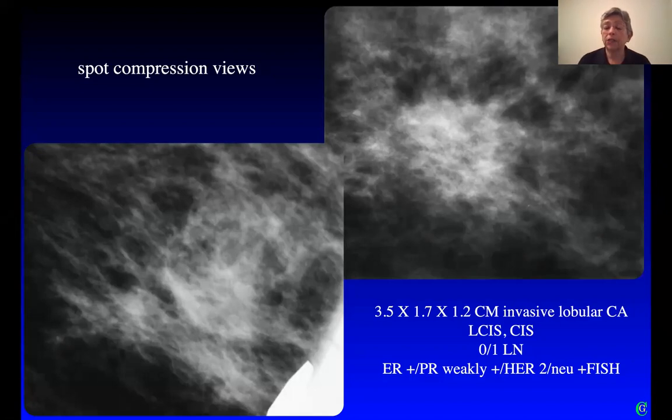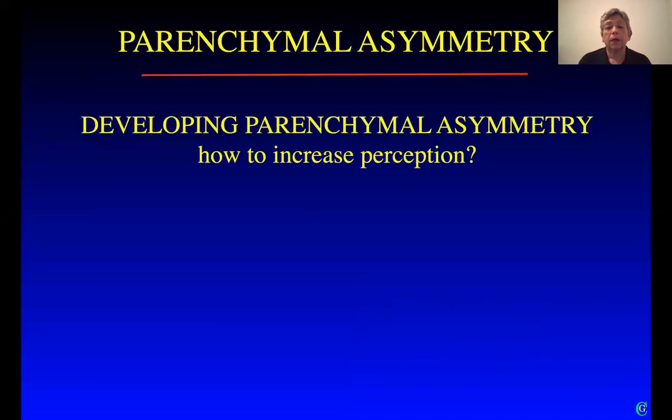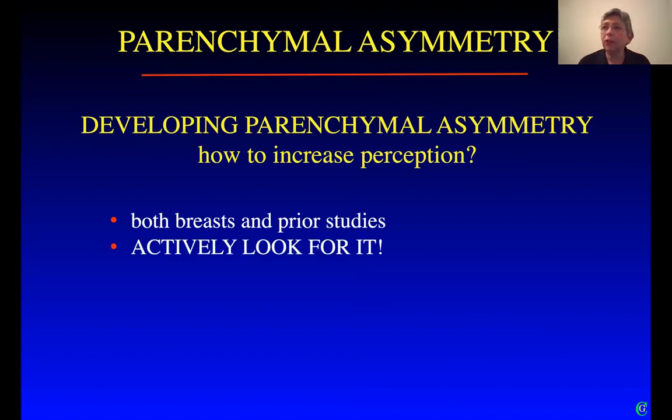Her sentinel lymph node was negative. This was ER positive, PR weakly positive, HER2 neu by FISH positive. Now, with developing parenchymal asymmetry, this can be quite subtle. How do you increase your perception? What sorts of things can you do so that you can perceive it? Look at both breasts and prior studies, actively look for it. Prime your brain to see it.